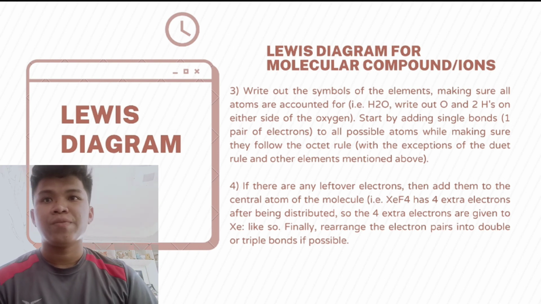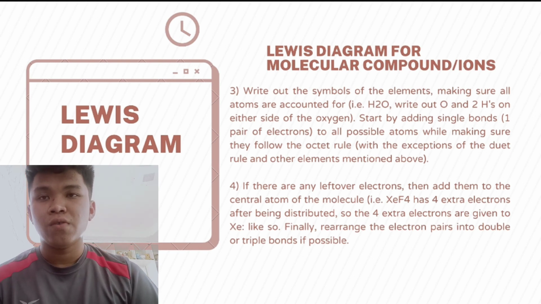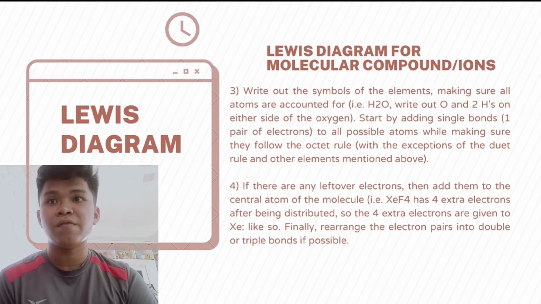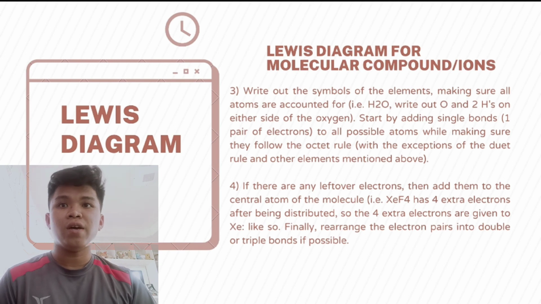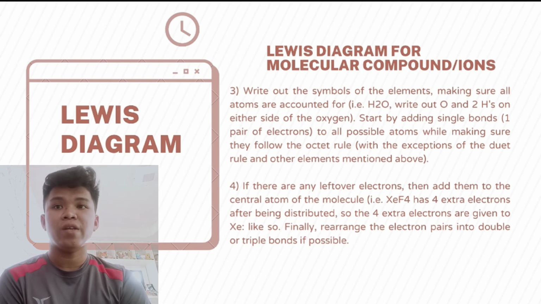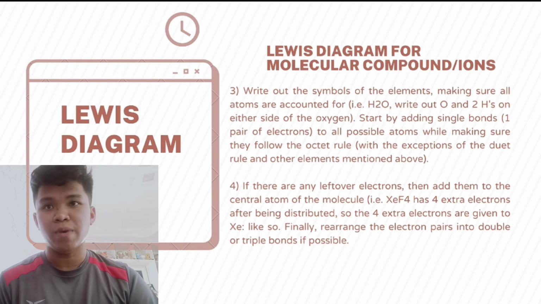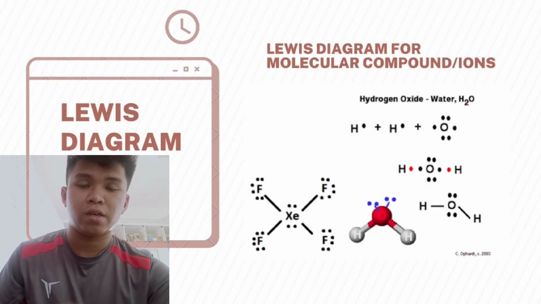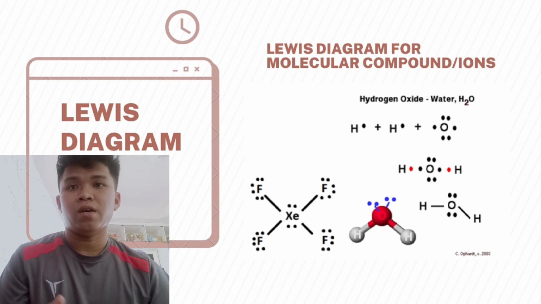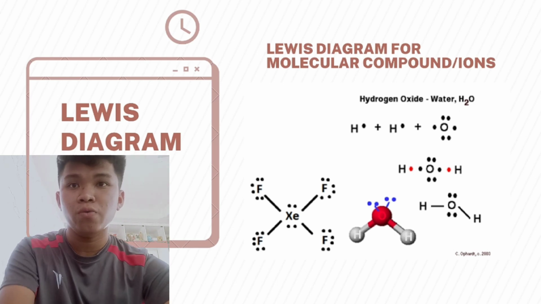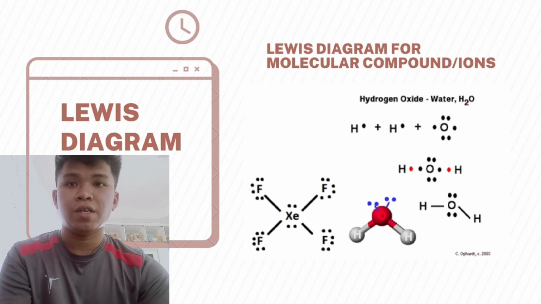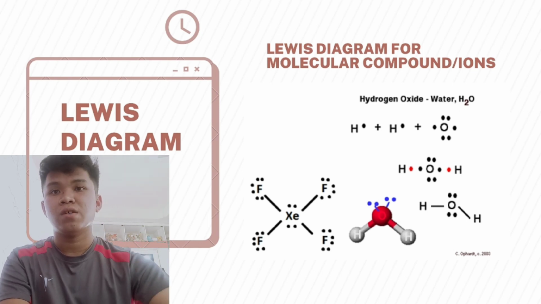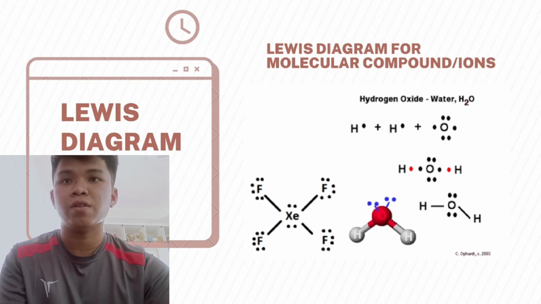So the XeF4 has 4 extra electrons after being distributed. So the 4 extra electrons are given to the Xe. So finally, rearrange the electron pairs into double or triple bonds if possible. So here on your screen, that is the example from the steps earlier. So the hydrogen, oxygen, the H2O, and then the XeF4. So that is how they are distributed, guys.